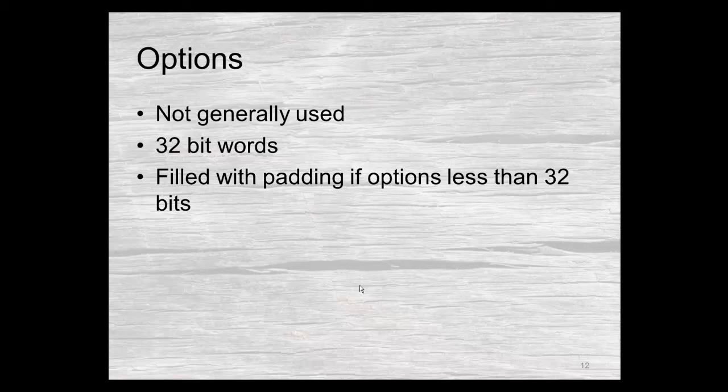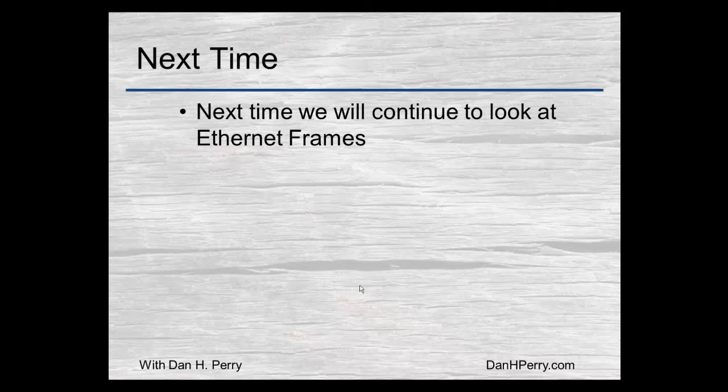The options are not very often used in IP packets. They are in 32-bit word sizes. If you were using any options, it normally doesn't come out to an even 32 bits, so you would fill whatever was left after the options with padding to get to the 32 bits.